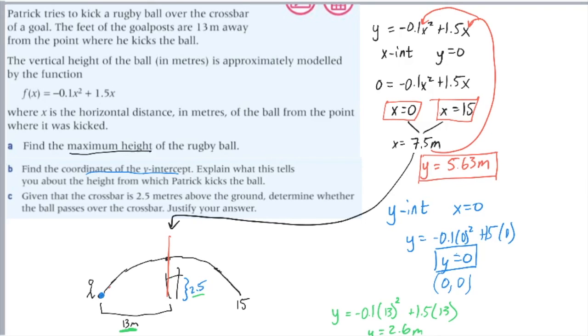So at 13, that means that the ball is 2.6 meters in the air. Is that higher than the required 2.5? The answer is yes. And so it will go over the goalpost as long as he hits it in a straight line.